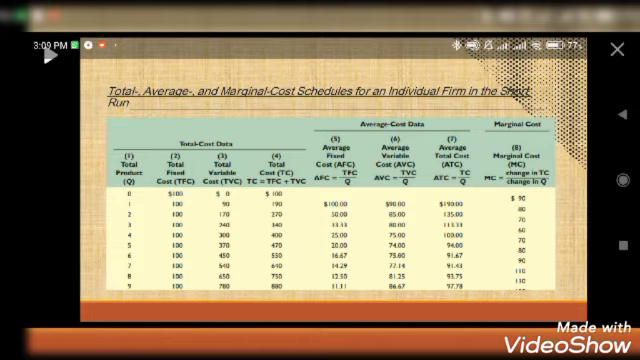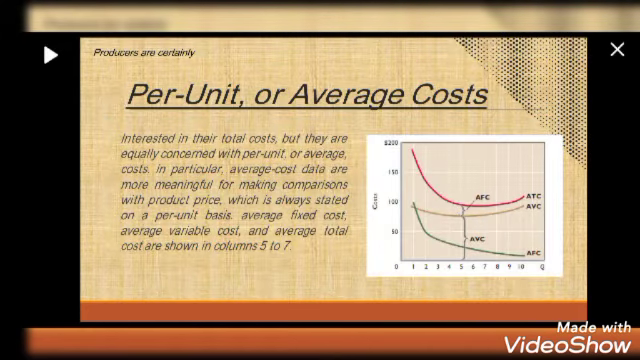It's not rocket science, it's very easy, and you can go through the calculations or the index of the table I have input in the slides. It's very easy, you can calculate on your own. Okay, moving to the other topic, that is per unit or average cost.